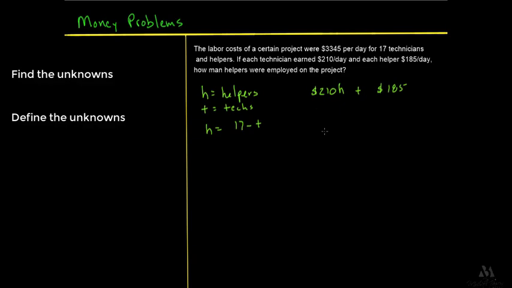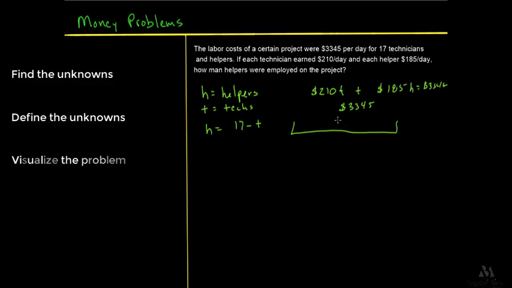Oops, wrong, I'm thinking this. 210 times my number of technicians and 185 times the number of helpers is going to equal 3345. So, I don't know, let's see. I got 3345 total.